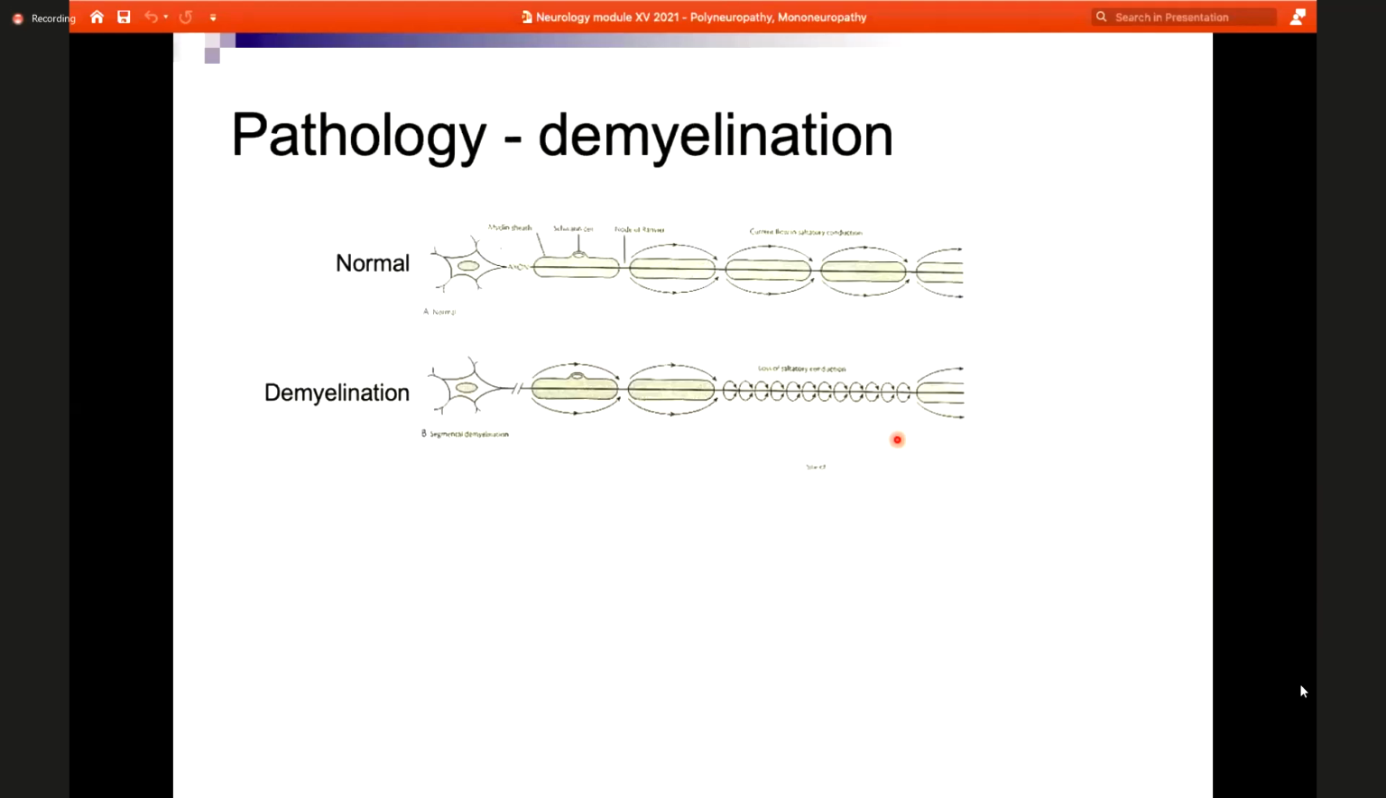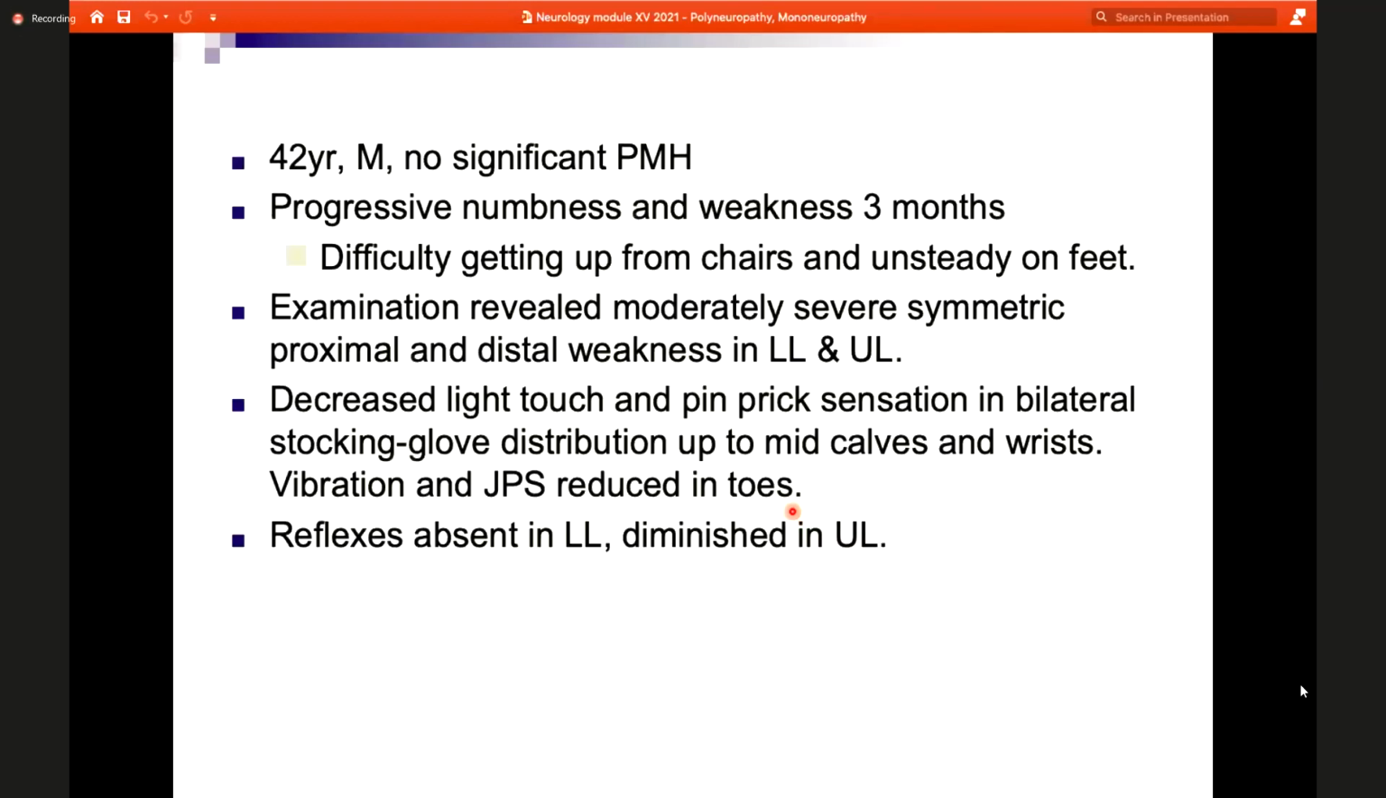So it's a bit difficult to identify a demyelinating neuropathy, and the pathology we have mentioned. The demyelination process does not respect the length of the nerve. It can affect the short nerves, it can affect the long nerves.